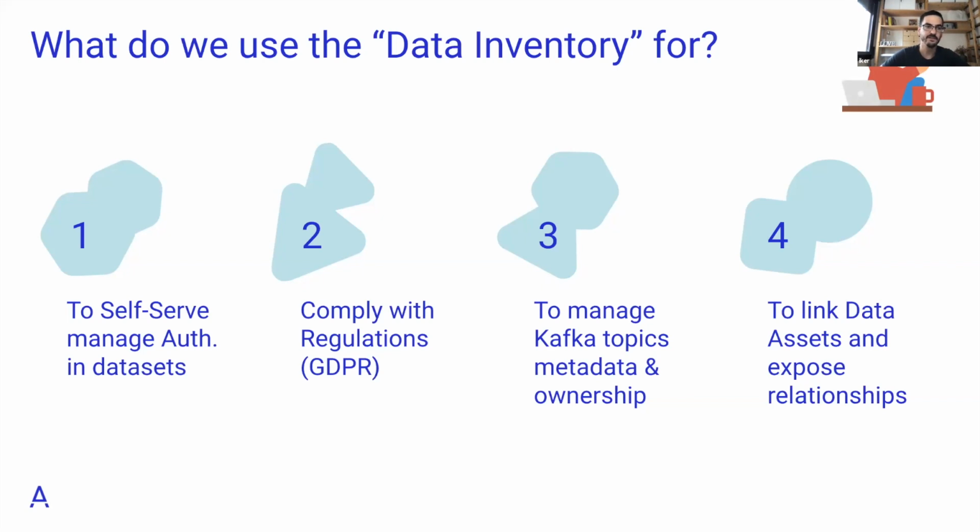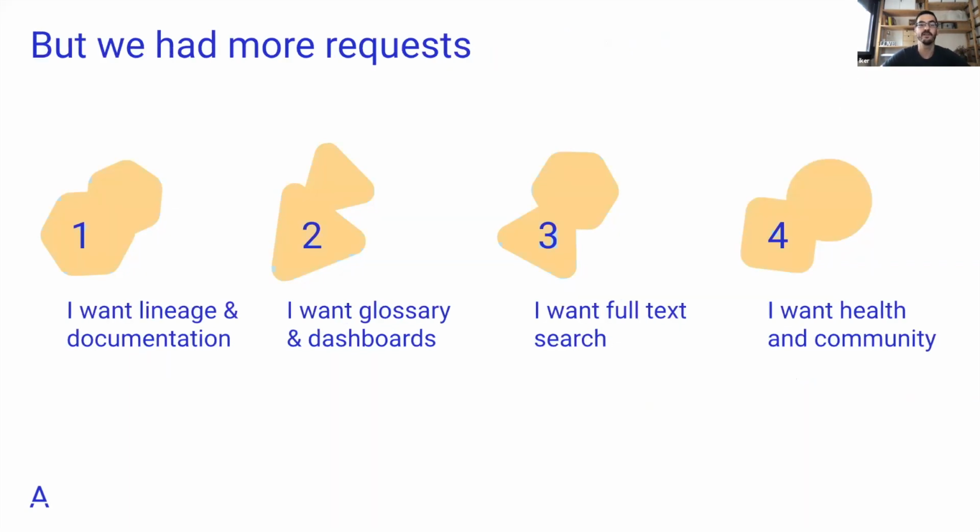The problem is that we have users, and these users are quite demanding, right? So they want lineage, they want documentation, they want a glossary, they want dashboards, they want full text search, and all this fancy stuff. Like, I want health scores on the dataset, and I want the community saying this is a good dataset, this is a bad dataset.